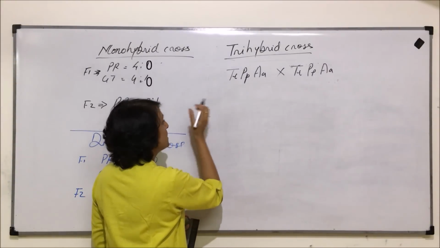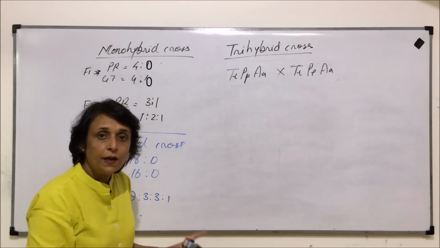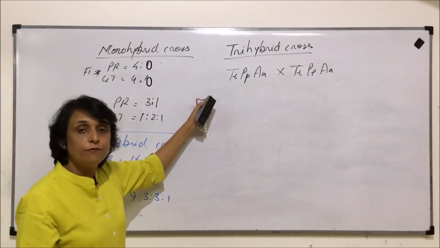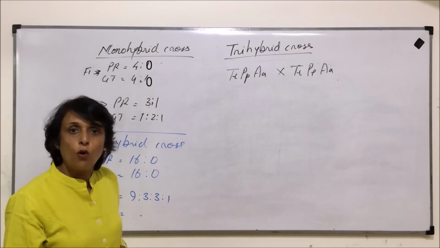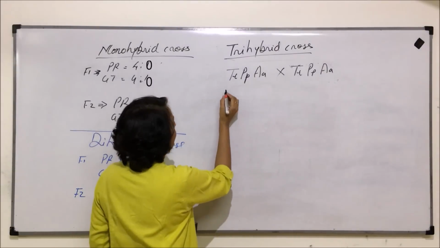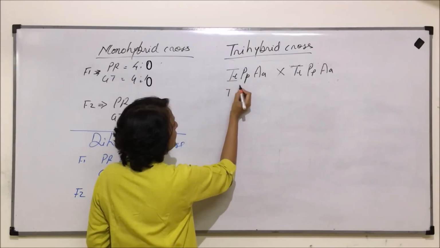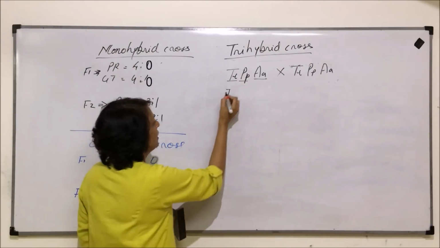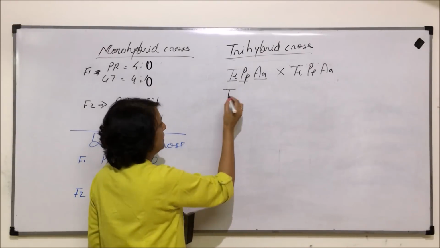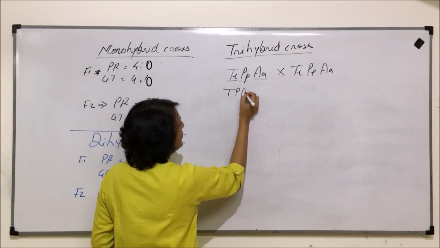How many types? 8. Number 8. In F1, type is only 1, but the number of gametes was 8. Why 8 types? 1 out of this, 1 out of this and 1. So we have to write down all possible combinations. We'll start with all dominant: capital T, P and A.